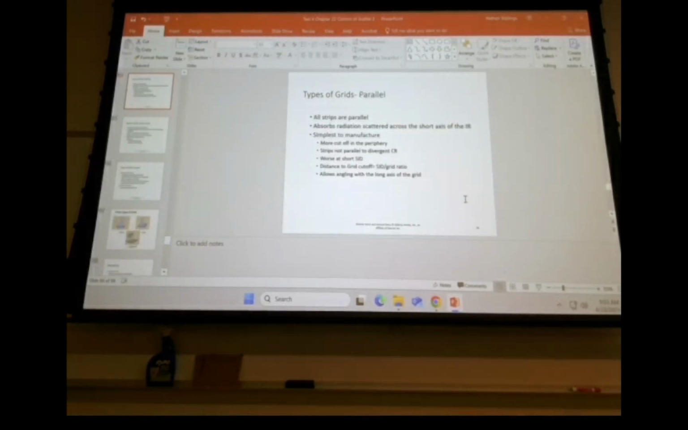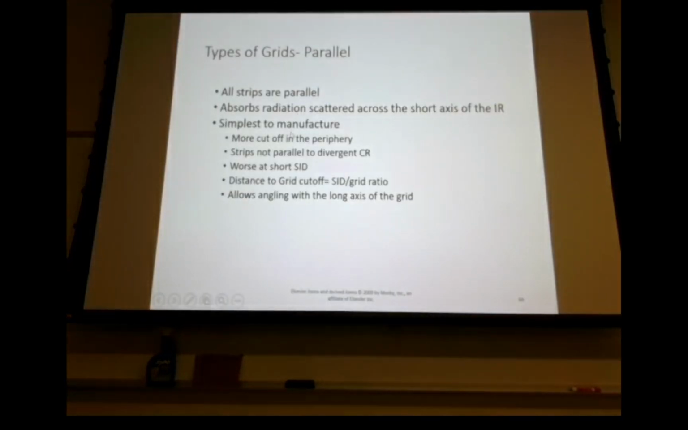Alright, so just running through those again: parallel grids have all strips parallel, absorbing scatter radiation across the short axis of the image receptor. Simplest to manufacture. You do have grid cutoff in the periphery, you just can't get away from it, because of the divergence of the central ray. All those strips are not going to be parallel to that divergence. It's worse at low SIDs than at long SIDs, and it does allow angulation with the long axis of the grid.